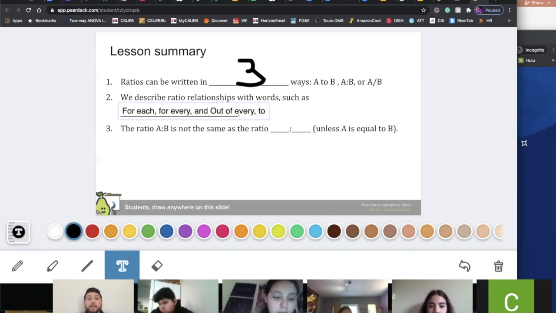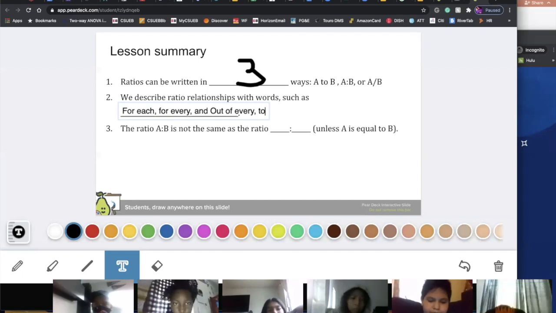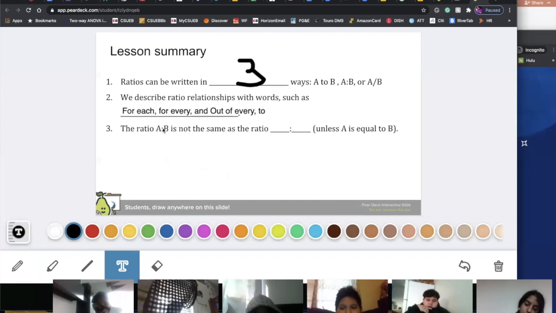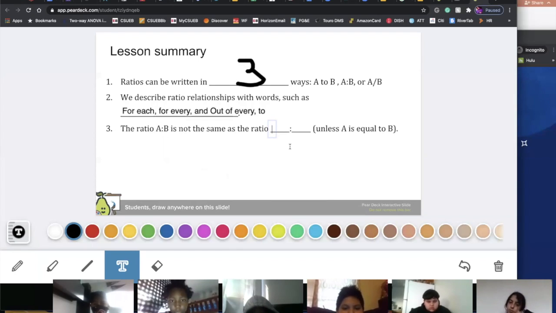And then the last one, the ratio A to B, or A colon B, is not the same as the ratio blank colon blank, unless A is equal to B. Then we can also say that A to B is not the same as, Omar, what do you think? B to A. Yeah, B to A, right? It's the opposite of A to B. Now, this is only true unless A is equal to B. So for instance, 1 to 1 is the same as 1 to 1. So unless they're the same number, they are not the same.